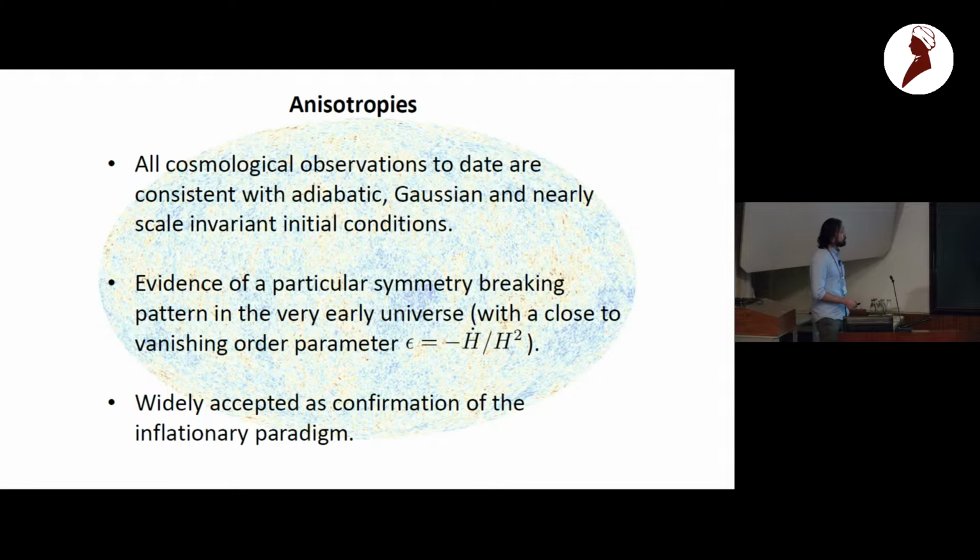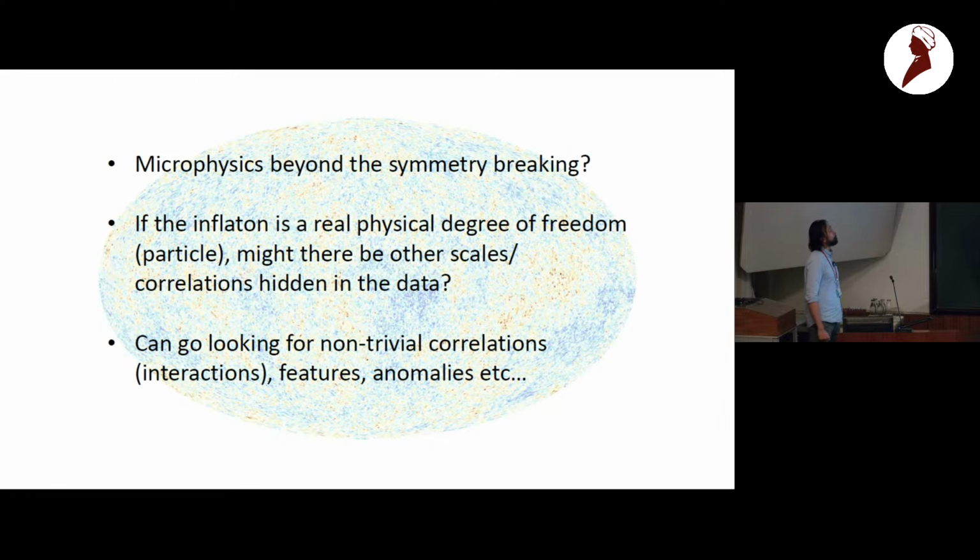So if I just focus on the anisotropies, all cosmological observations to date are consistent with adiabatic, Gaussian, nearly scale-invariant initial conditions. To me, they are evidence of a particular symmetry breaking pattern in the universe, with a close to vanishing derivative coupled order parameter, the epsilon, which is one in a tower of Hubble hierarchy parameters, and it is widely accepted as a confirmation of the inflationary paradigm.